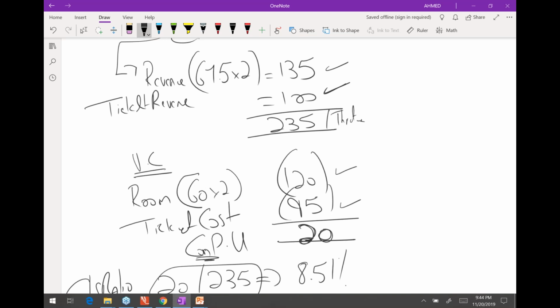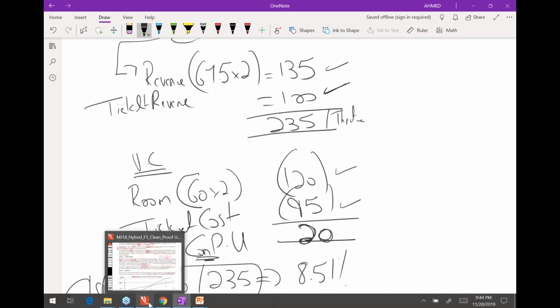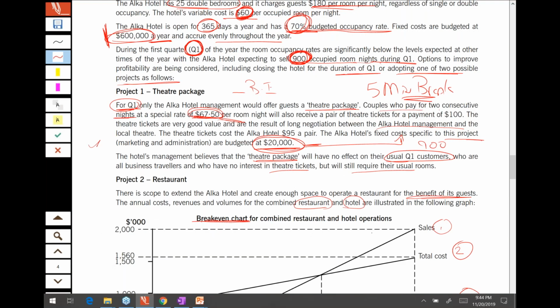Because it's a deal. In theater, it's a deal. You can see a couple who pay for 2 consecutive nights. So how can I work out per night then? If it is 2 consecutive nights for the theater package, they will be given one ticket. They will be given one ticket when they pay for 2 consecutive nights. Okay. So contribution per ticket is worked out.